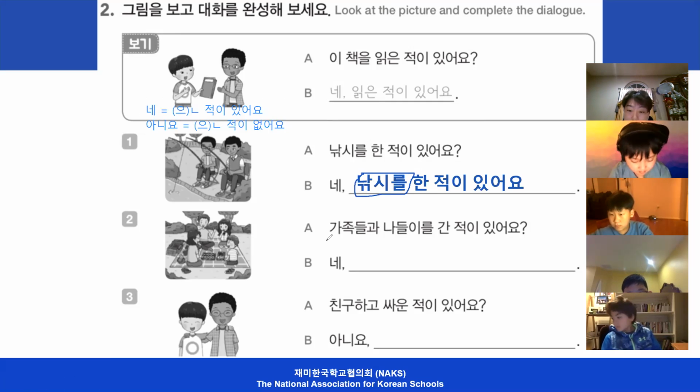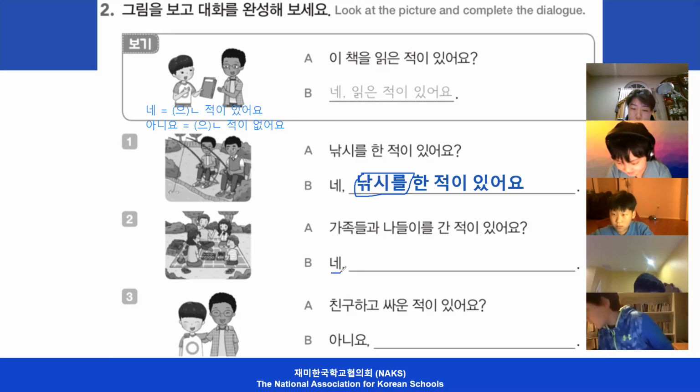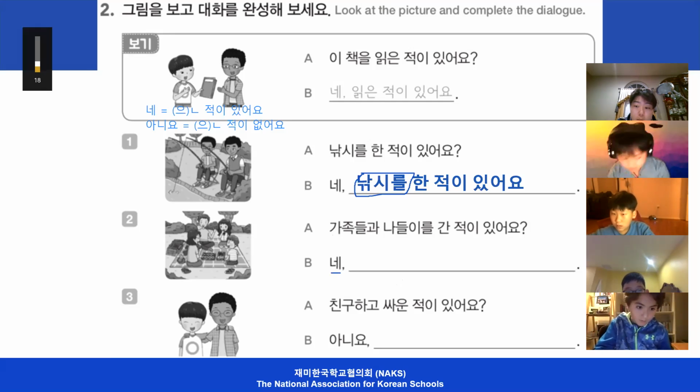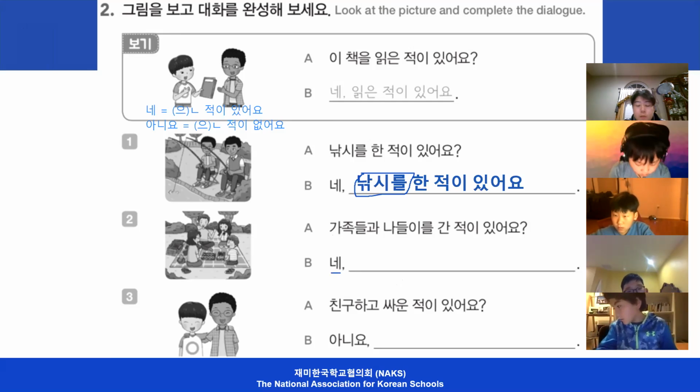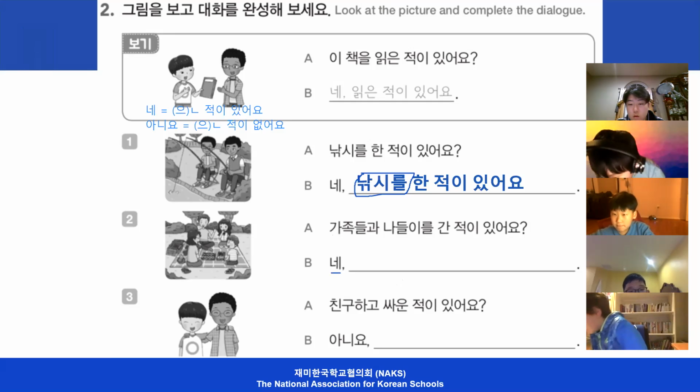가족들과 나들이를 간 적이 있어요. So, who wants to answer B? Actually, let me just call Aaron. Give me your answer for B side for number 2. Start with 네. 네, 가족들과 나들이를 간 적이 있어요. Okay. Wait, can you say that again? Sorry, I couldn't hear you that well. 네, 가족들과 나들이를 간 적이 있어요. Okay.